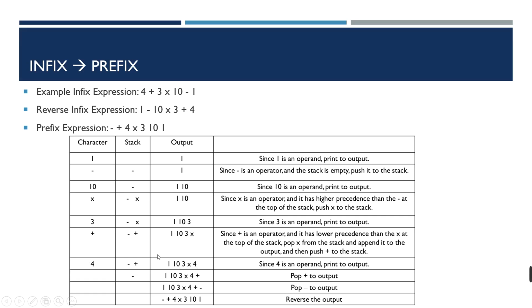Since 4 is an operand, print it to the output, and then we need to pop the plus to the output and the minus to the output. After that, for the final answer, we reverse the output and get the final answer, that is minus plus 4 times 3 10 1. Okay, that's all for the infix to prefix.